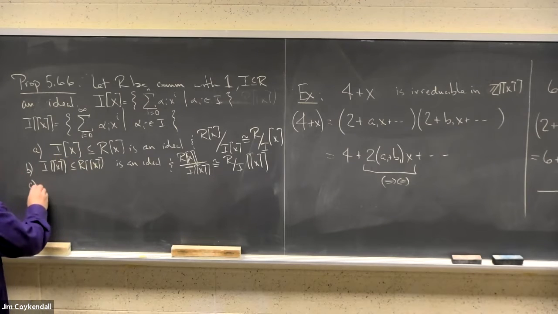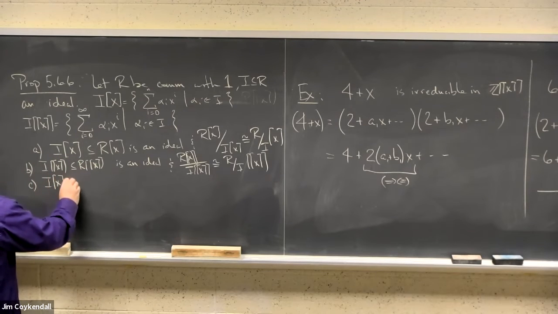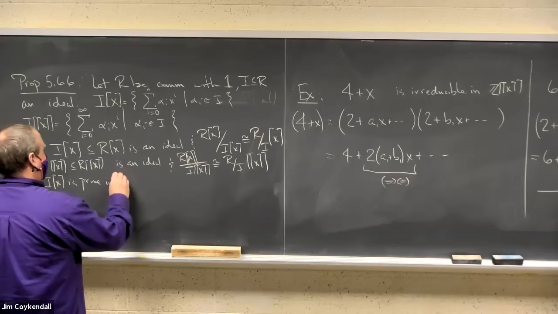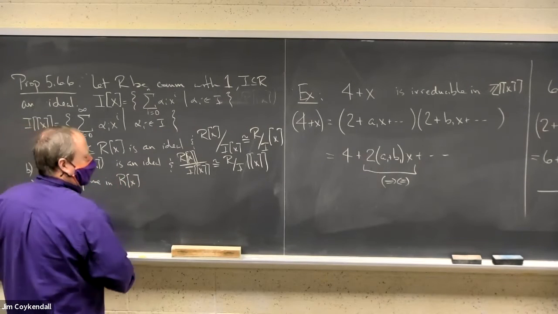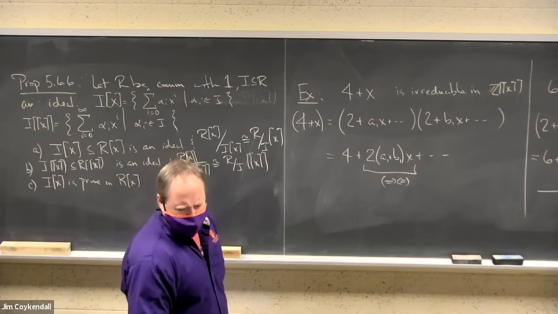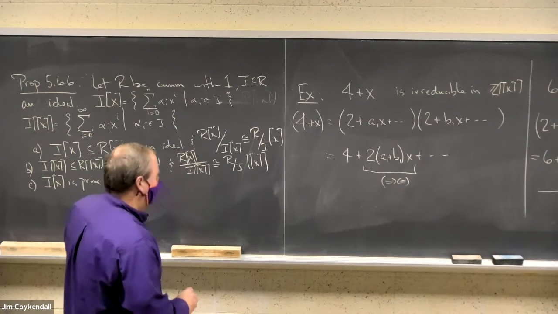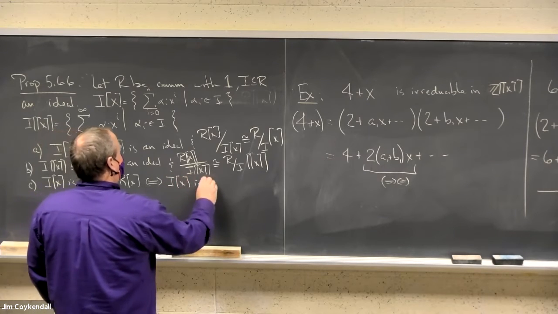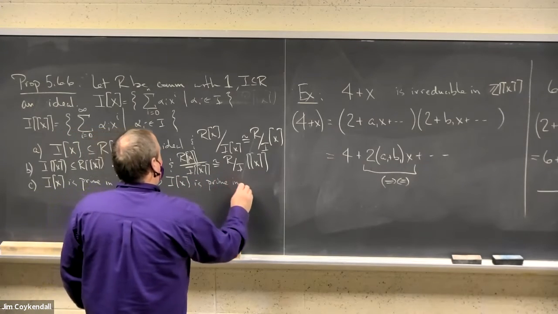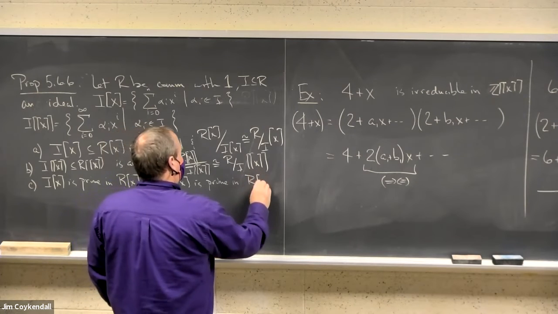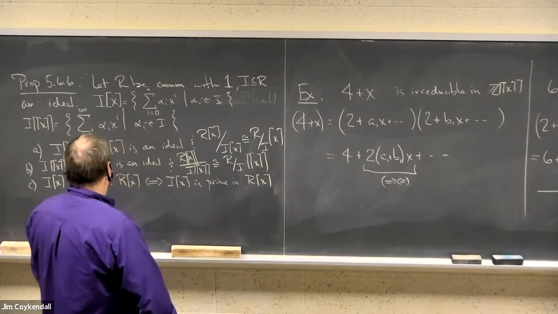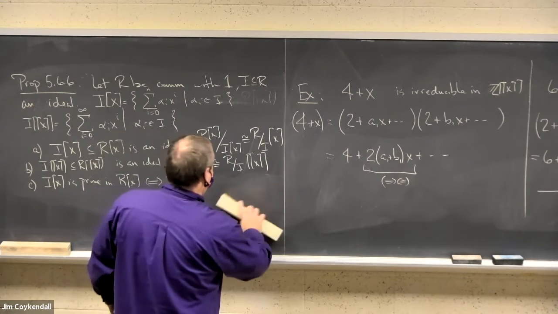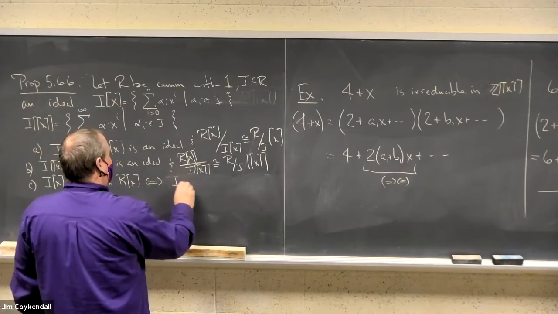I[x] is prime in R[x] if and only if I[x] is prime, and of course that's true, if and only if I is prime.